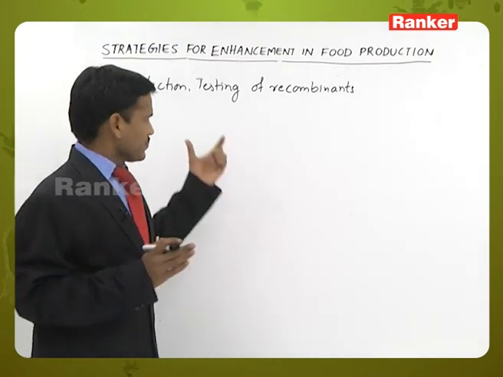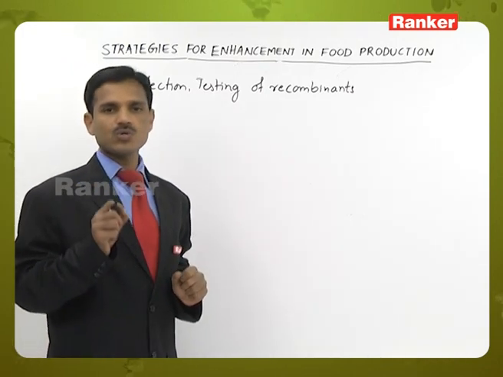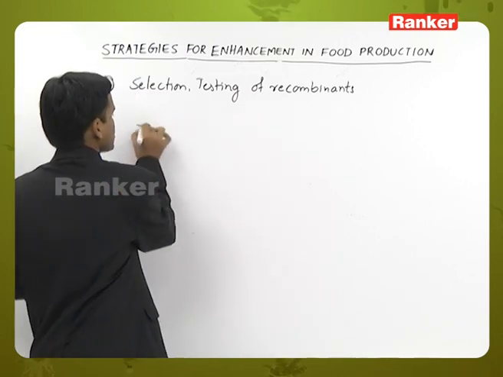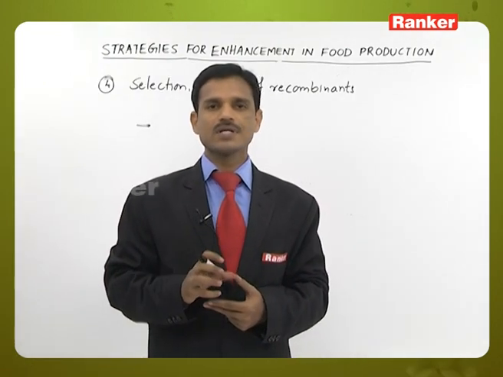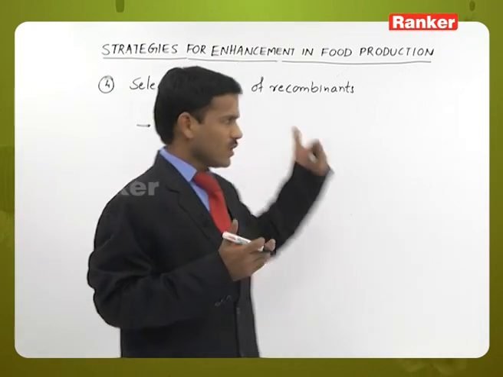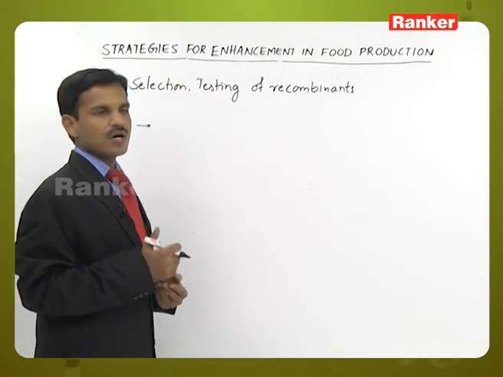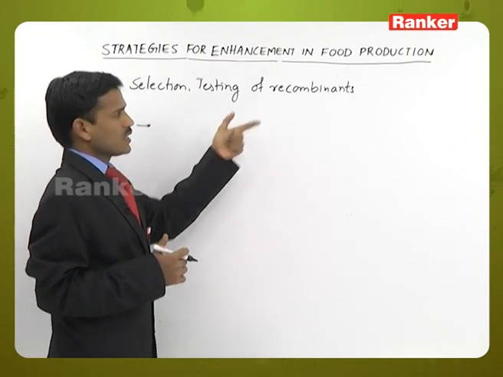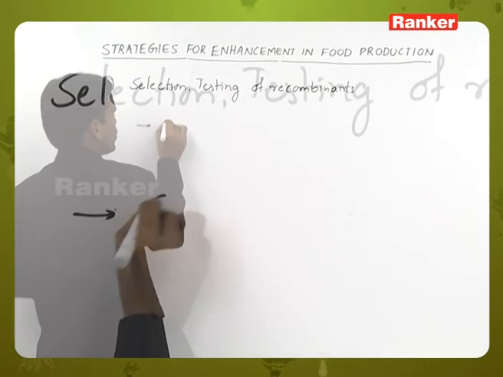Here it is the selection and testing of superior recombinants. It is a very crucial step. Why? Because if the selection is not done properly, the total process becomes a waste. After all the three steps, the selection is carried out. If improper recombinants are selected, that becomes completely wasted. So the selection is a crucial step.